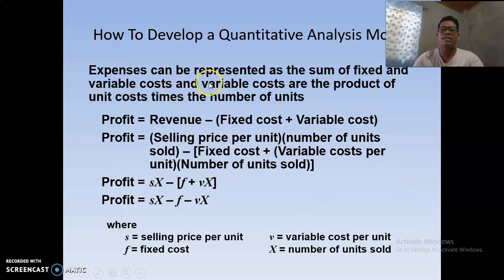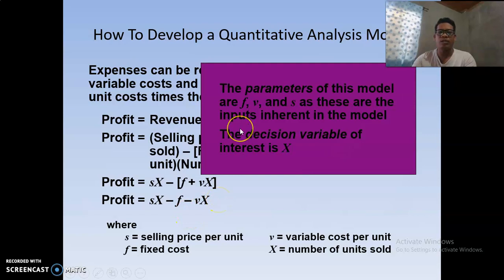Expenses can be represented as the sum of fixed and variable costs. Okay, so these are what we call expenses. And sometimes variable costs are the product of unit cost times the number of units sold. Therefore, our profit will be equal to selling price times the number of units, minus fixed cost, minus variable cost times the number of units sold. So this is our mathematical model for profit.